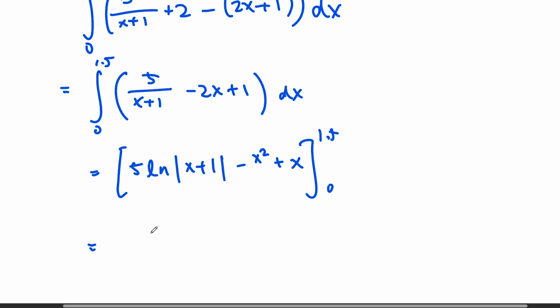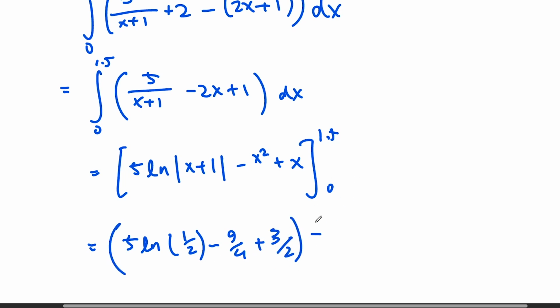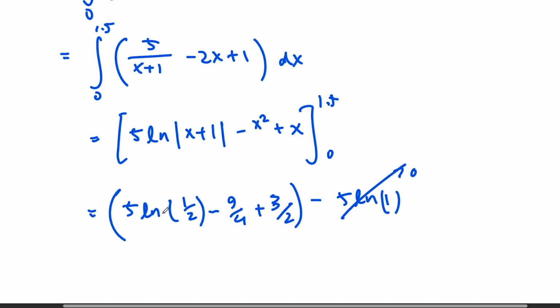Okay, so 1.5, 5 ln of 2.5 — half, 9 over 4, 3 over 2, and taking away the 0 bit. Okay, so 5 ln 1 and the rest is 0. So ln 1 we also know is 0, so this also goes away. All I'm left with is this thing.